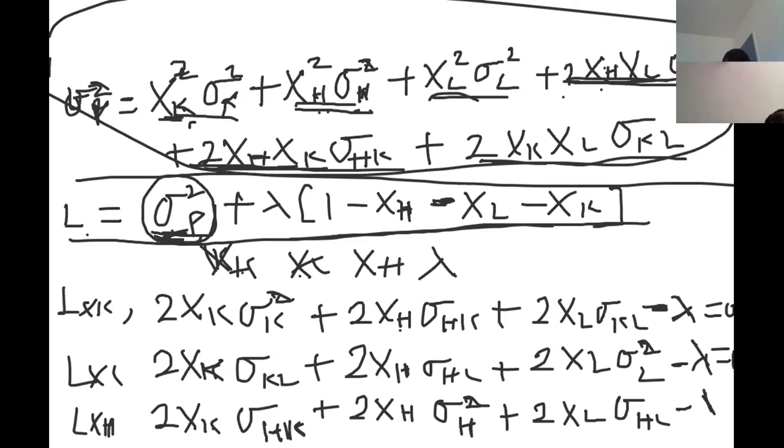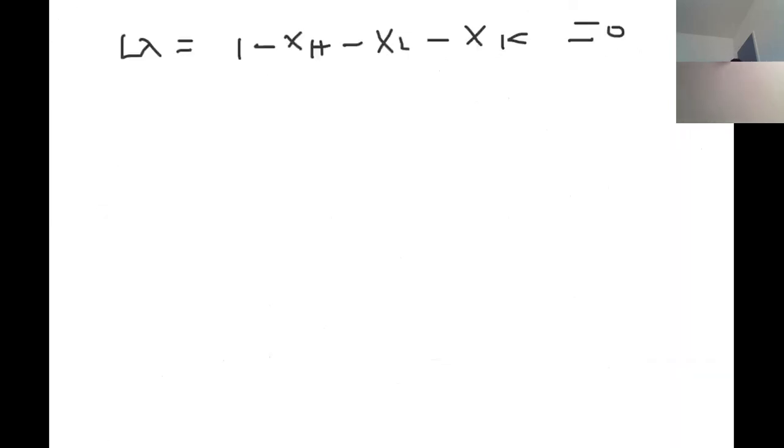All right, okay, so now we have 4 different equations, right? Now look at something. In the first equation, we had 2SK variance of K, plus 2SH covariance of HK, plus 2XL covariance of K and L, minus lambda equals 0, right? That's what we had. Is it okay?